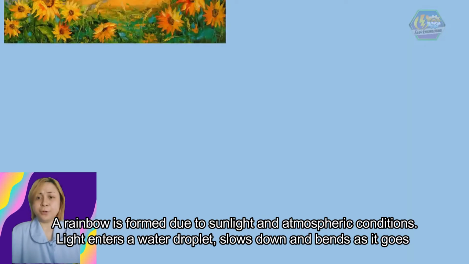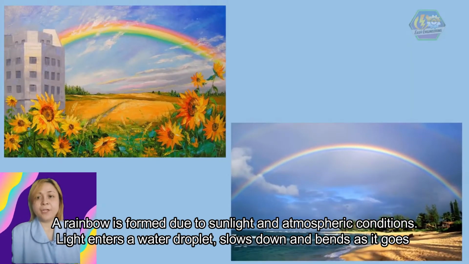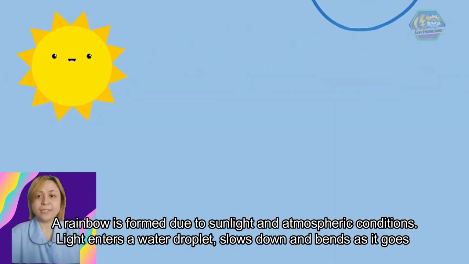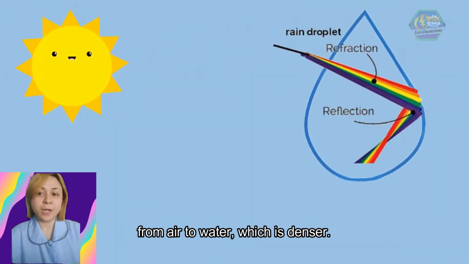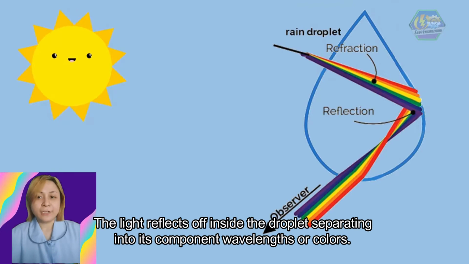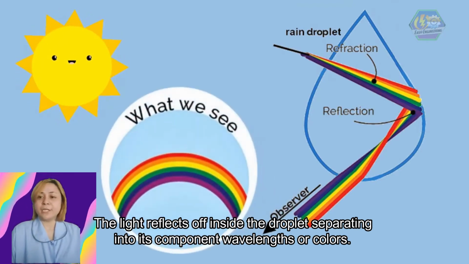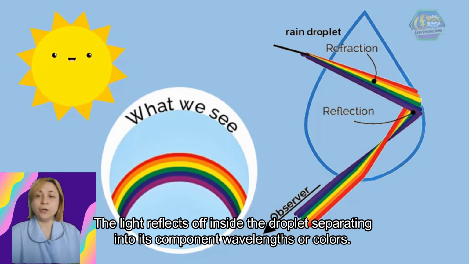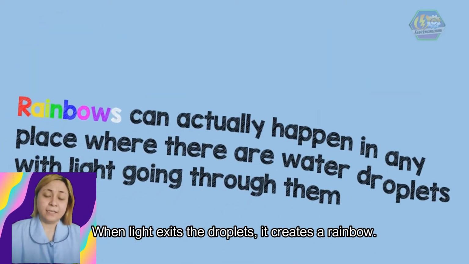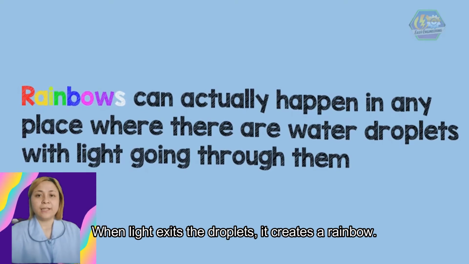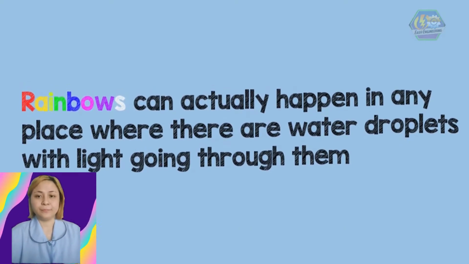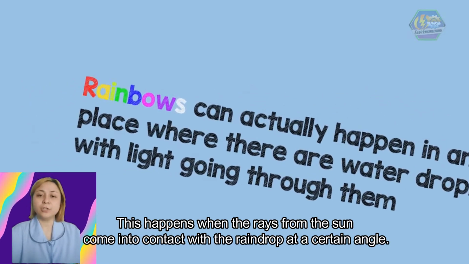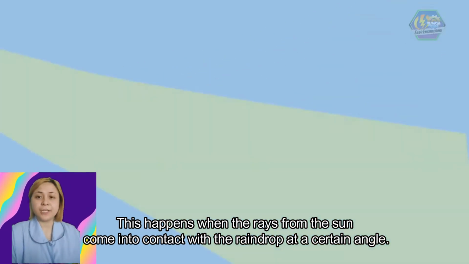A rainbow is formed due to sunlight and atmospheric conditions. When light enters the water droplet, it slows down and bends as it goes from air to water, which is denser. The light reflects inside the droplet, separating into its component wavelengths, or colors. When the light exits the droplets, it creates a rainbow. This happens when the rays from the sun come into contact with the raindrops at a certain angle.